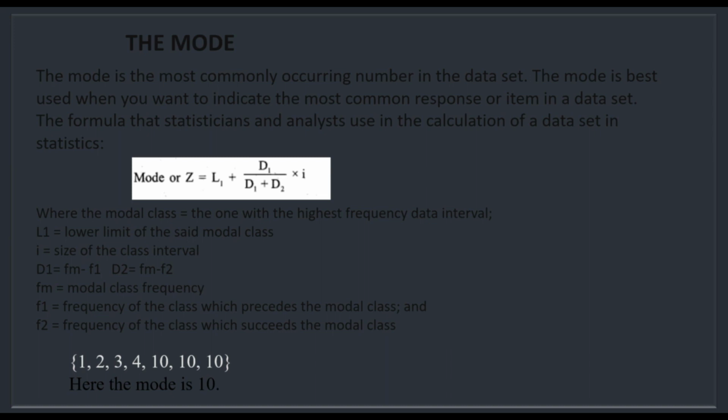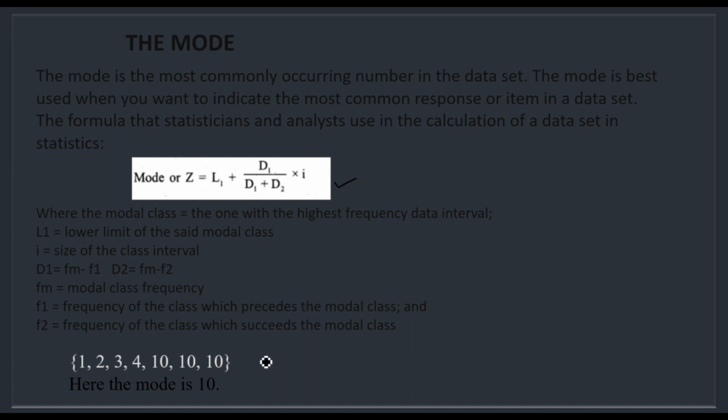Okay. For class interval values, like frequency values, there is another equation for calculating the mode, that is l1 plus d1 by d1 plus d2 into i. These are all symbols we can easily identify. So let's go with an example to calculate the mode by using this formula.